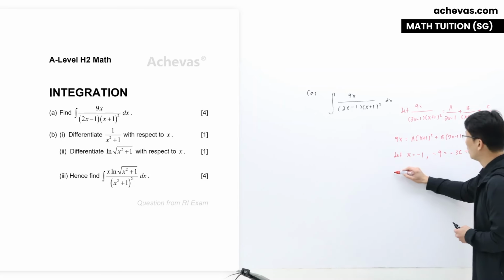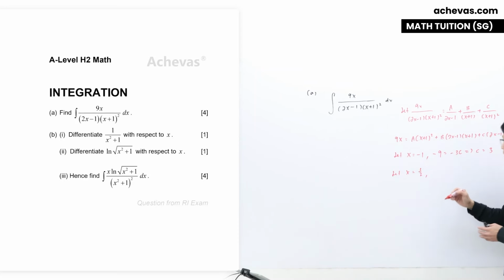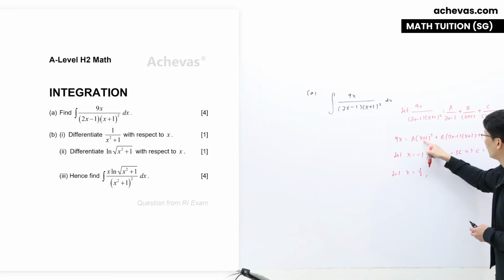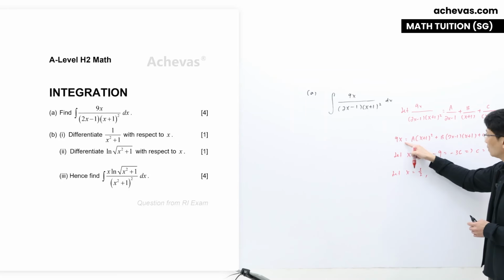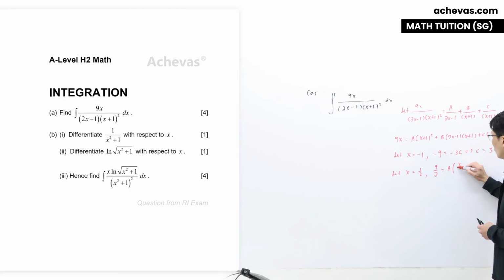And the next value I will be choosing will be x equal to half, because when x equal to half, this term and this term will disappear. And I will be left with a half here. So again, for the left-hand side, I will have 9 over 2. Here will be A bracket 3 over 2 squared. And from here, I can solve my A, which will give me equal to 2.